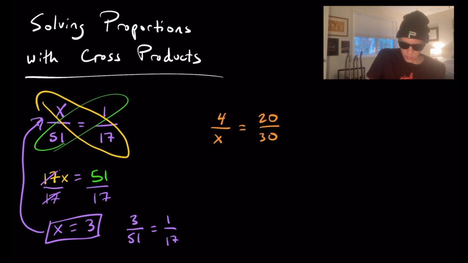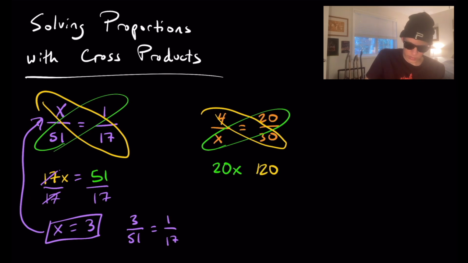All right, over here, let's do that again. We'll solve for that unknown. We'll solve for x by doing cross products. So we'll do this one first. x times 20, so that's going to be 20x. And then I'll have 4 times 30, which is 120. I'll set them equal to each other.